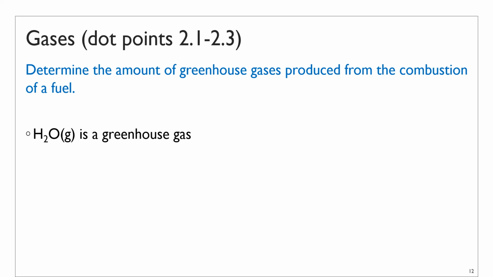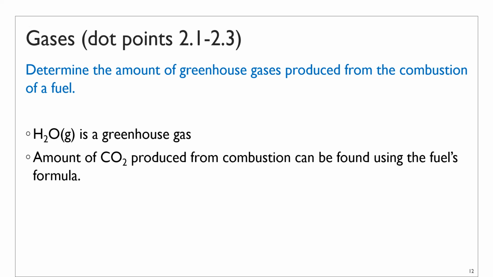First thing I want to remind people is that if H2O is written in gas form, so if we're talking steam, it is a greenhouse gas, which seems like an obvious thing to say, but I think a couple of years ago, some people kind of forgot this, so here's a reminder. And the second thing that I think is very useful to remember is that the amount of carbon dioxide produced from combustion can be found using the fuel's formula. So you don't have to write and balance your combustion equation to work out how many mole of CO2 should come out of combustion of 1 mole of fuel.